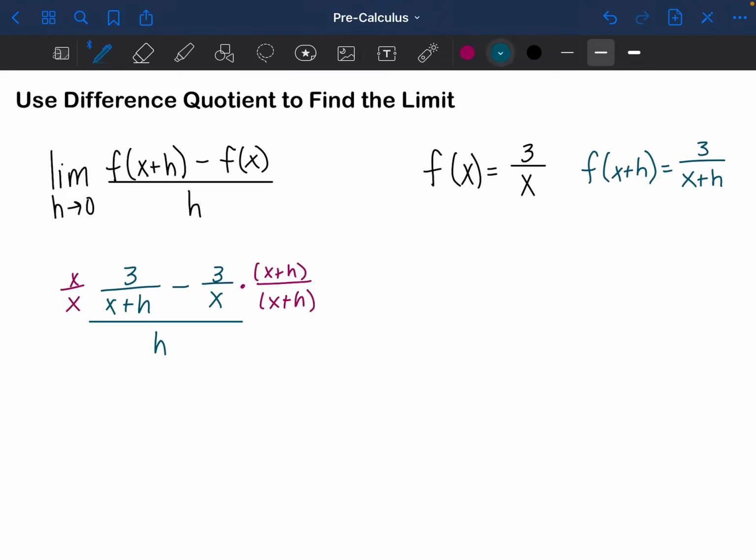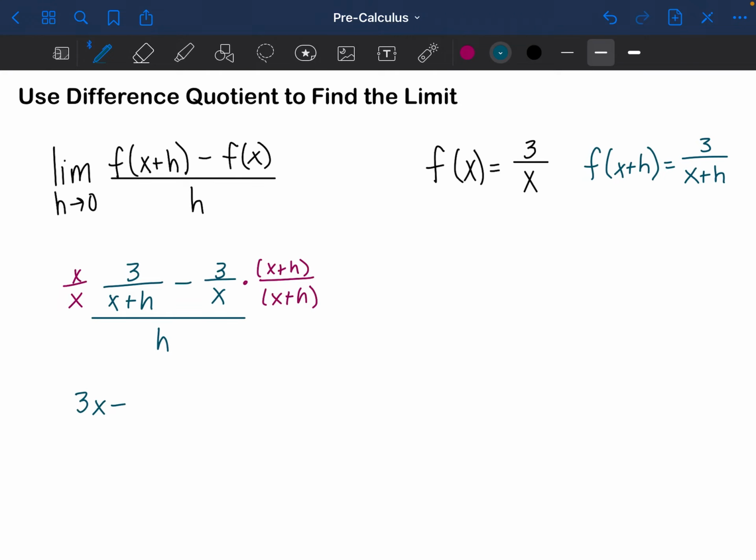So this is going to become 3x minus, I'm going to distribute this negative 3 to both terms, so minus 3x minus 3h, all over x times x plus h.